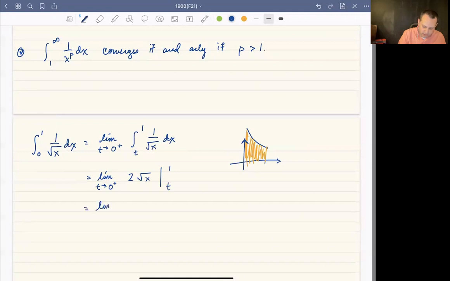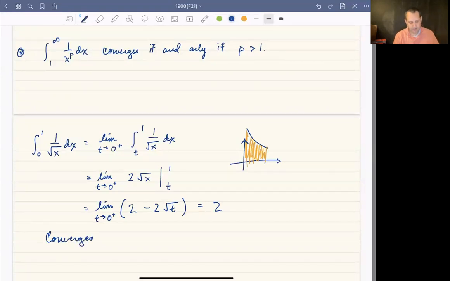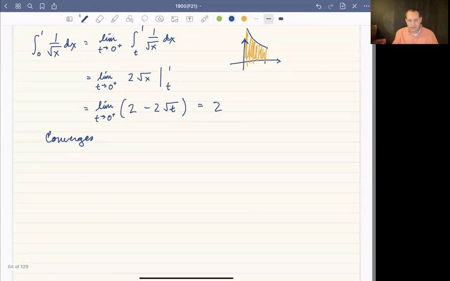And that's going to be the limit as t goes to 0 from the right of 2 times square root of 1 minus 2 times square root of t. And as t goes to 0 from the right, square root of t goes to 0, and you get 2. So that tells you that this integral converges, and it converges to 2. Okay, so that's another type of these.